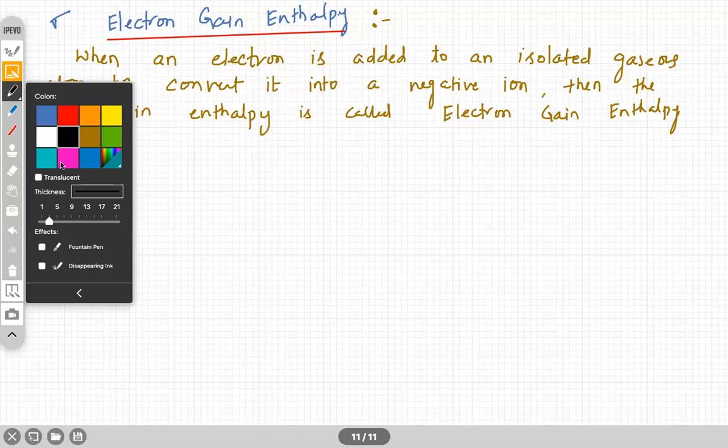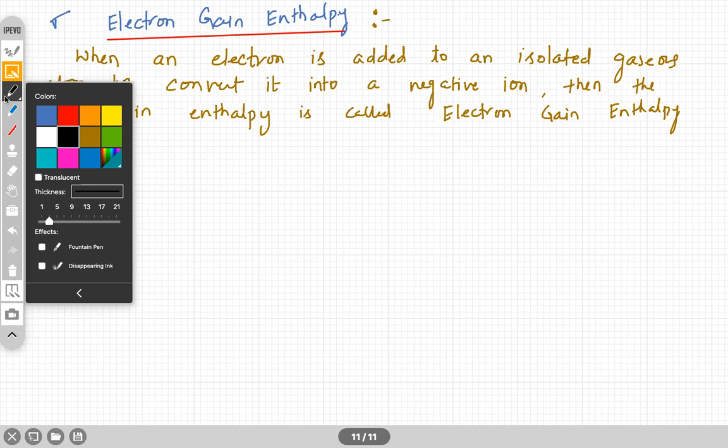One term I forgot to tell you in the previous one, just one line you add in ionization enthalpy: ionization enthalpy is always positive.